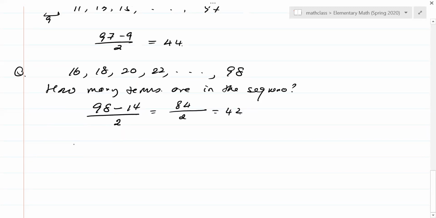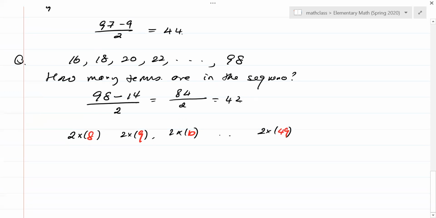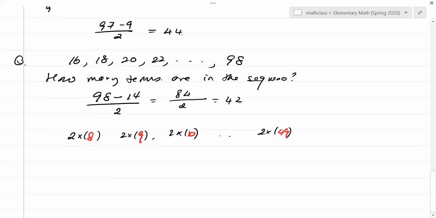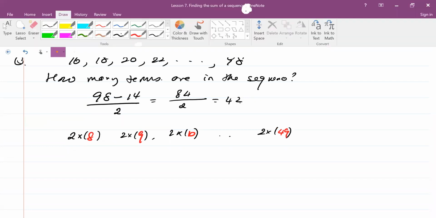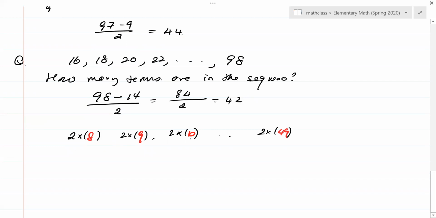So what you do is, 16 is 2 times some number, right? 2 times some number here, 2 times some number. The last one is 2 times some number. And that number, you can say 16 is 2 times 8, 18 is 2 times 9, 20 is 2 times 10, 98 is 2 times what? 49, right? So to count how many terms there are, you just need to look at the 8, 9, 10, ..., 49.